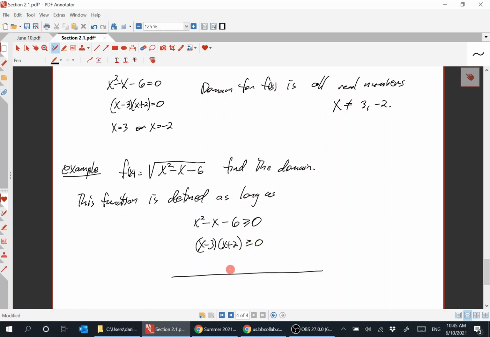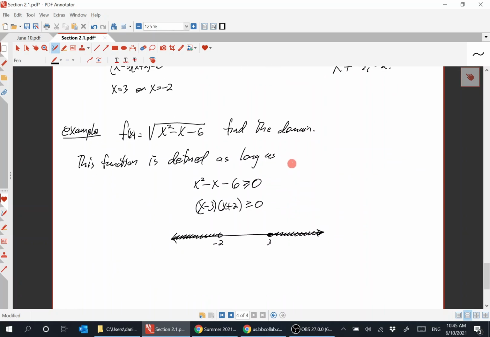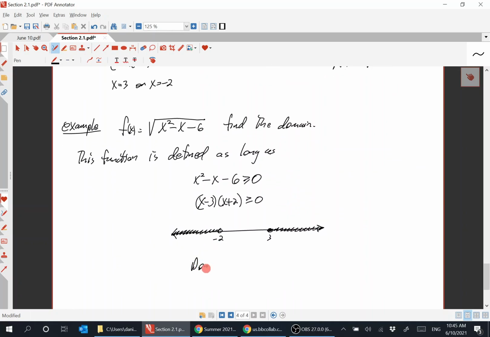Of course, we've been talking about these things. Here's the 3. Here's the negative 2. You test the intervals, and you'll get these. Right, so the domain is minus infinity to minus 2, union 3 to plus infinity.